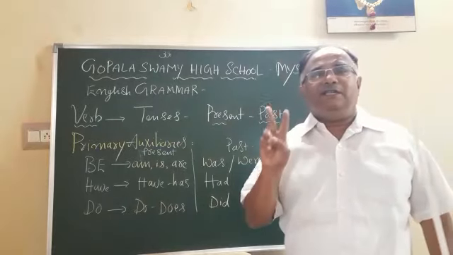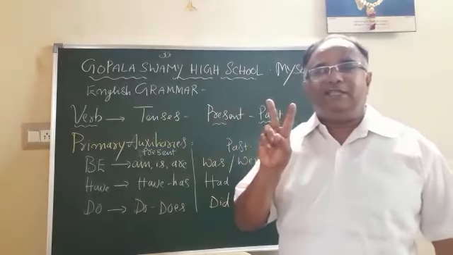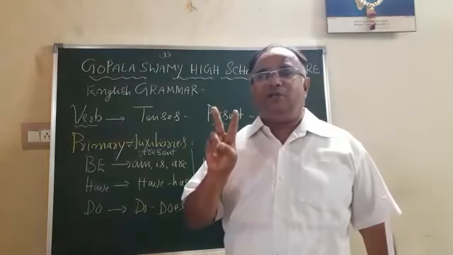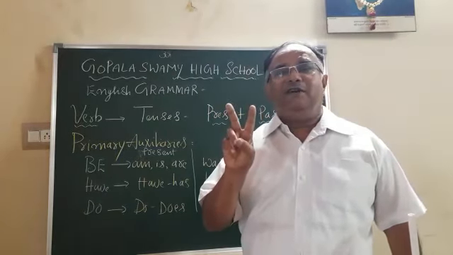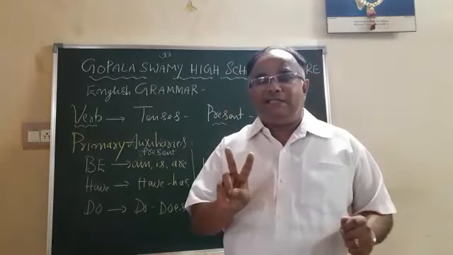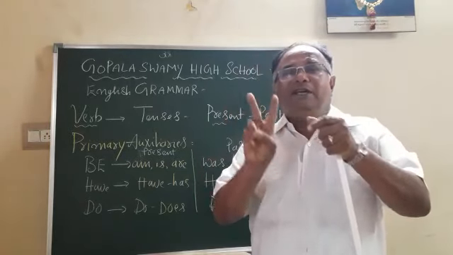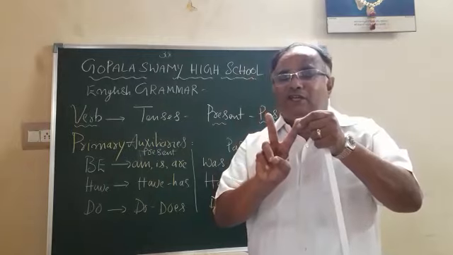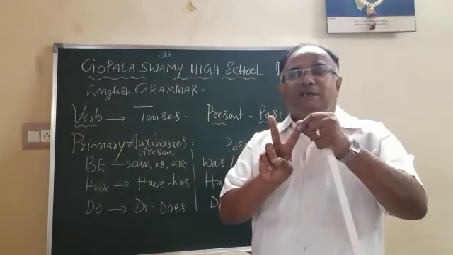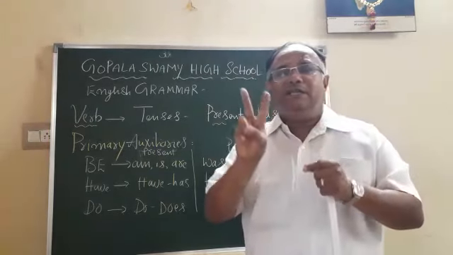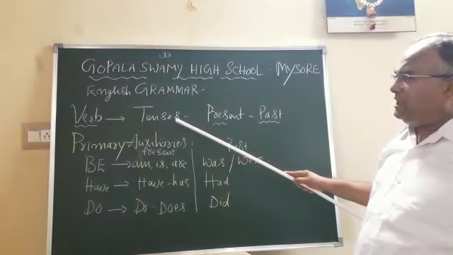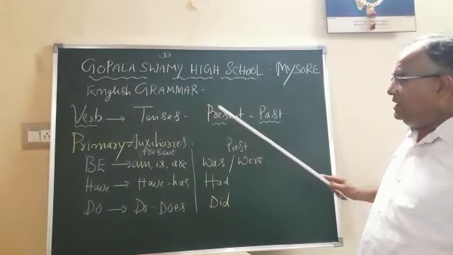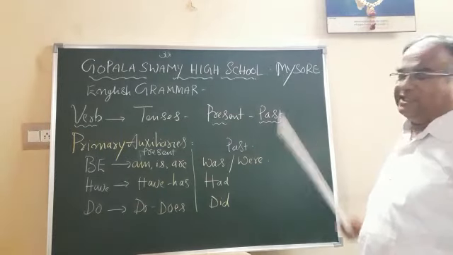See, generally this sign is denoted for victory. People always show fingers like this for victory. In grammar class, we show this for verb which has got two deviations. One is the present and another is the past. This is what we have written here. Verb always takes tenses and the tenses are present and past.